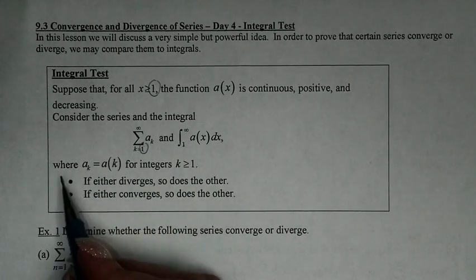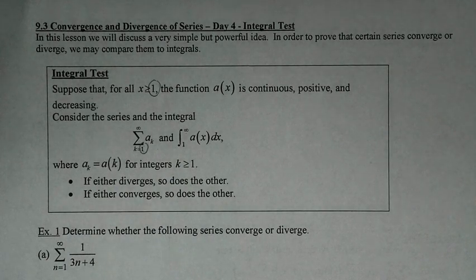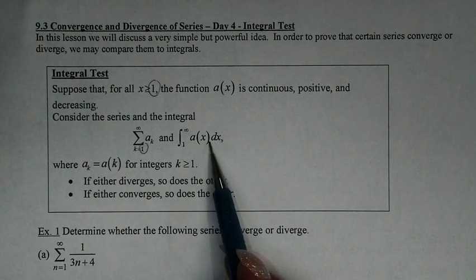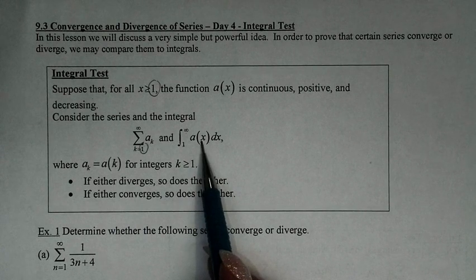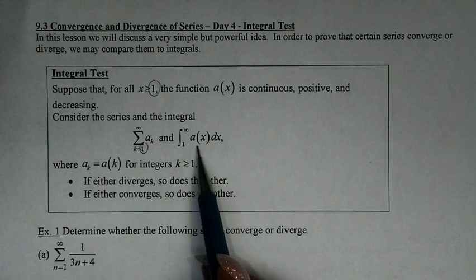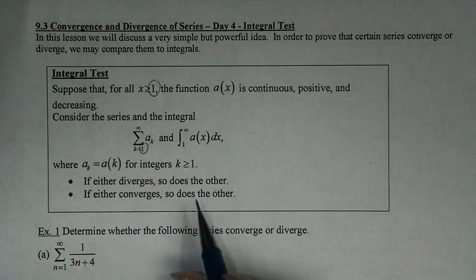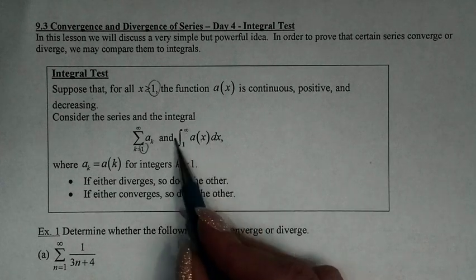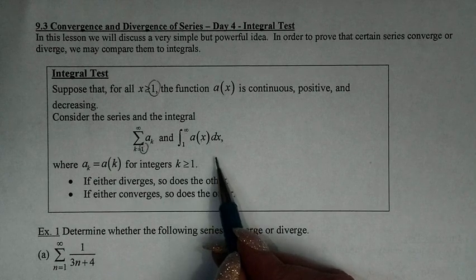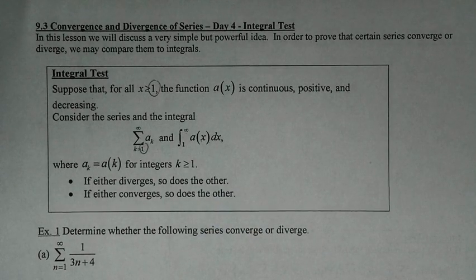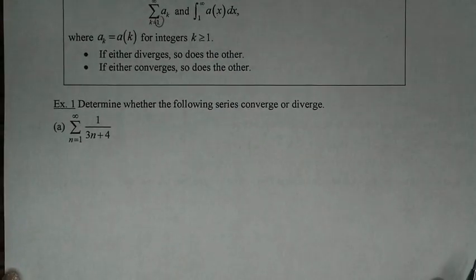They need to match, where a sub k is going to be equal to a of k for integers with k greater or equal than 1. If this one diverges, then so does the other, okay? If this one converges, so does this one. If you remember from improper integrals, you know that this integral will diverge if you have infinity, negative infinity, or does not exist.